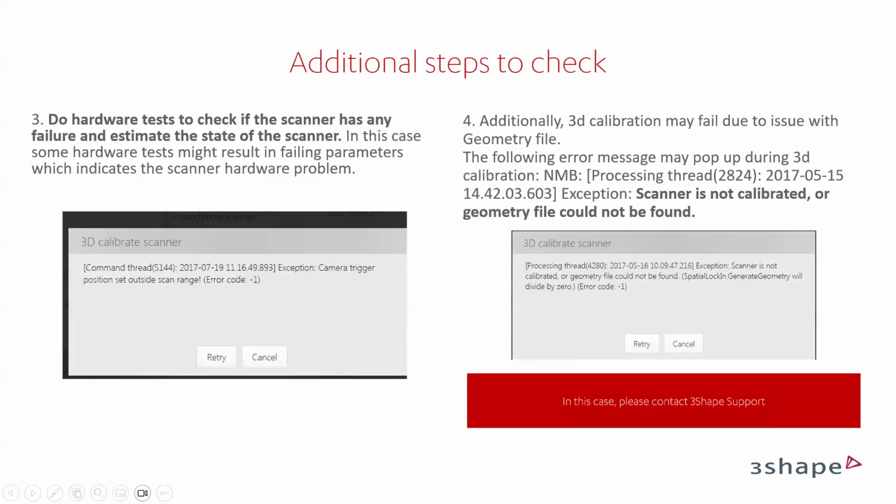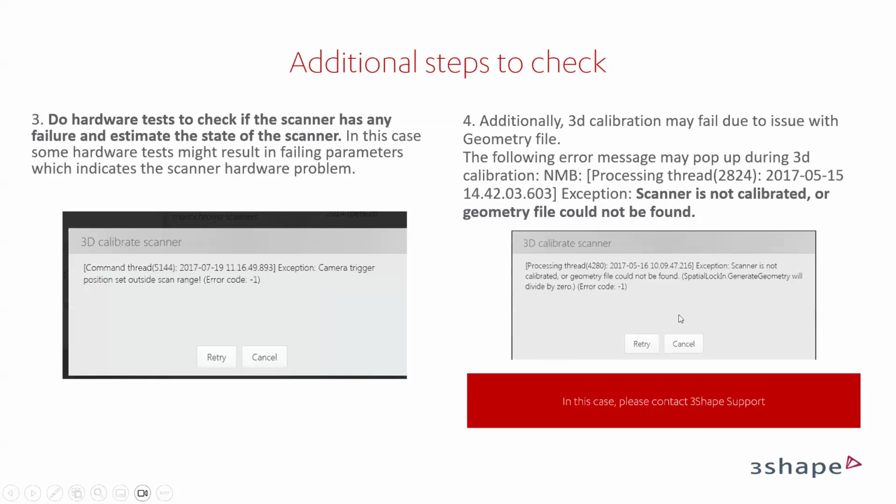An additional step that can be applied is to do the hardware test to check if the scanner has any failure, to estimate the state of the scanner. Some hardware tests may result in failing parameters, which indicates a scanner hardware problem, like the error code -1.